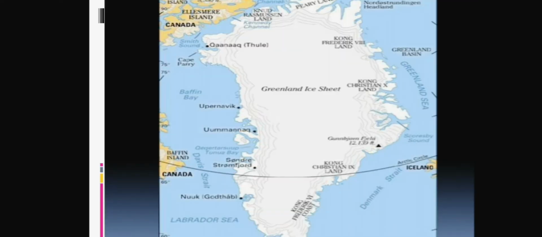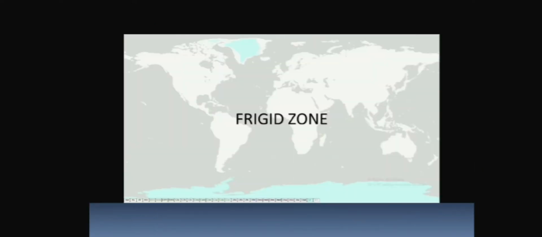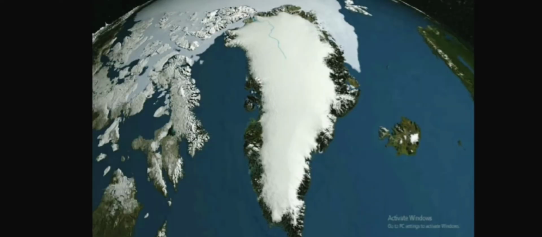When we say the climate of Greenland, the Arctic Circle passes through the southern part of Greenland. So you can see the picture right here of the Arctic Circle, and it passes through the southern region of Greenland. Because of this, Greenland comes into the frigid zone of the northern hemisphere, and this region is also called tundra region. Almost 80% of Greenland is always covered with ice. So you can imagine, wherever you look, you will see only snow.